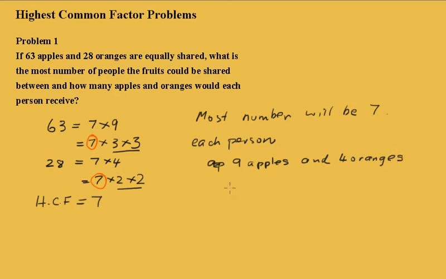And we can see this because if we work out the total number of fruit, there is going to be 63 apples plus 28 oranges, which gives me a total of 91 pieces of fruit. Now, we could say 7 times, now each person gets 9 apples and 4 oranges, that's 9 plus 4, which is 7 times 13, which also gives you the total of 91.